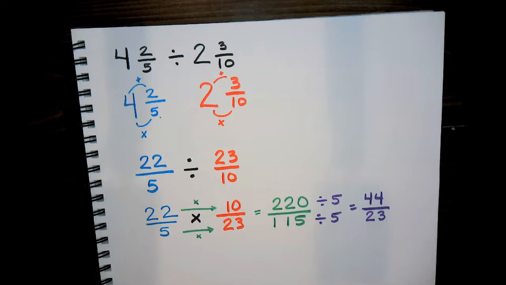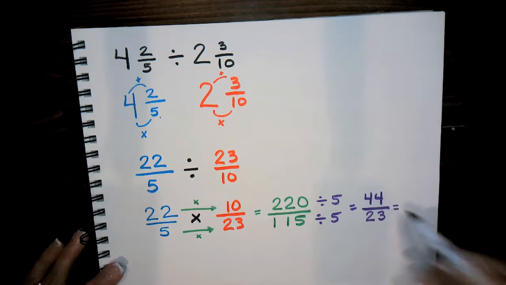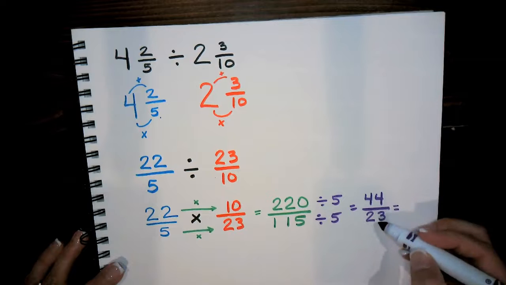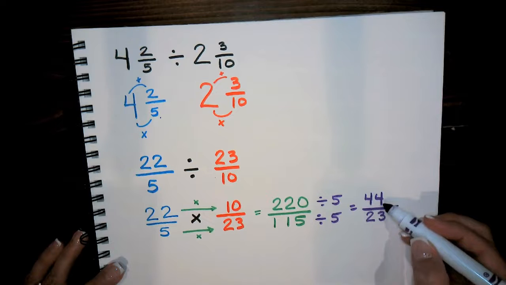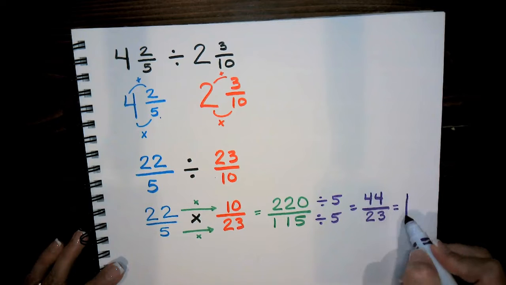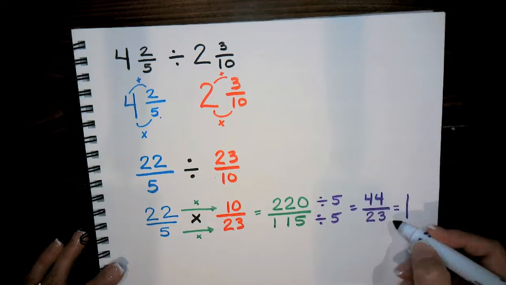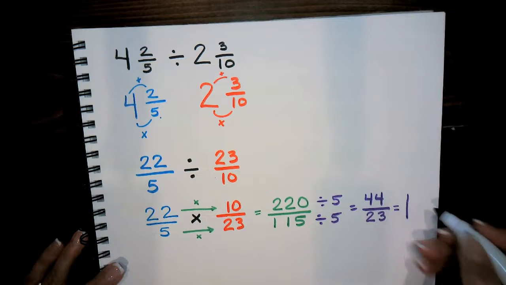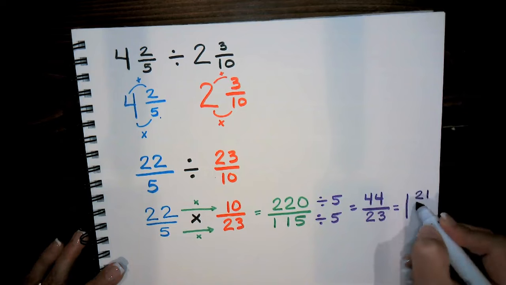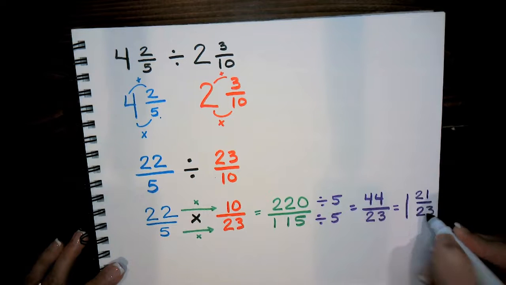Now, you can leave it like that. That is in simplest form, but it is improper, meaning the big number's on the top. So if you want to write it as a mixed number, you have to ask yourself, how many times will 23 go into 44? That's 1. And how many are left over? Well, 44 minus 23 would give me 21 left over, and I could write it as a mixed number.